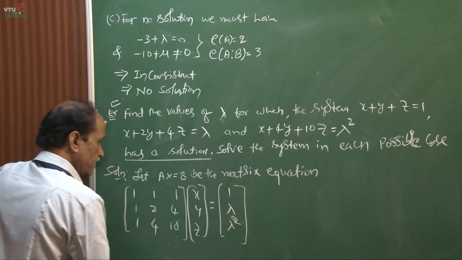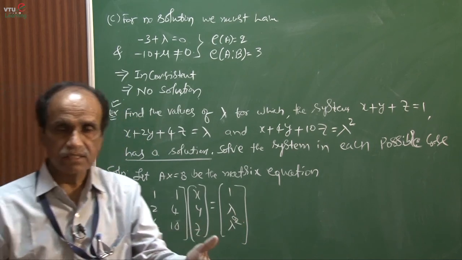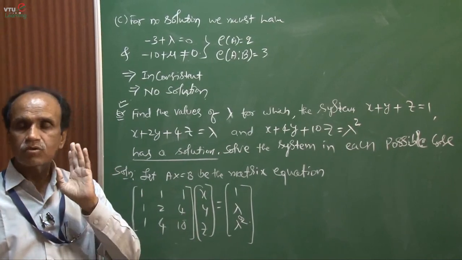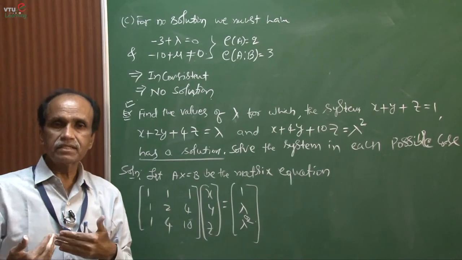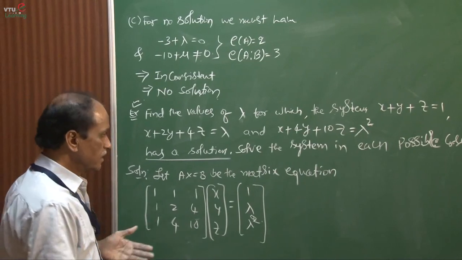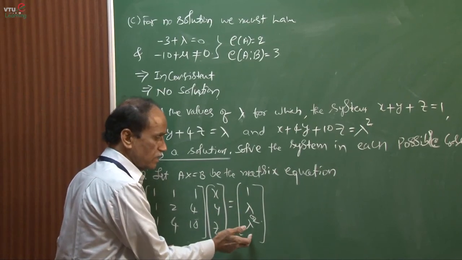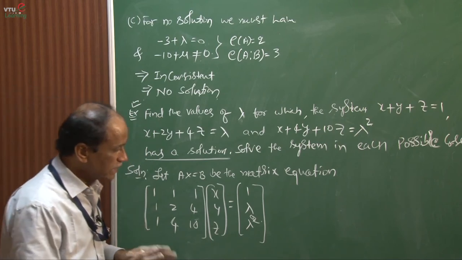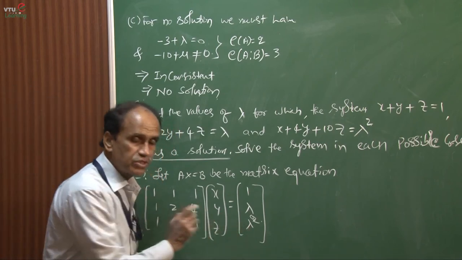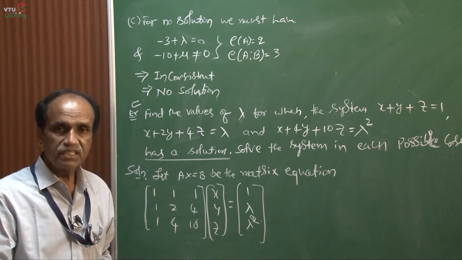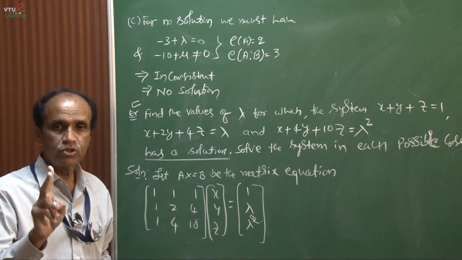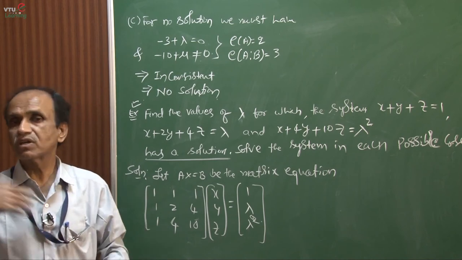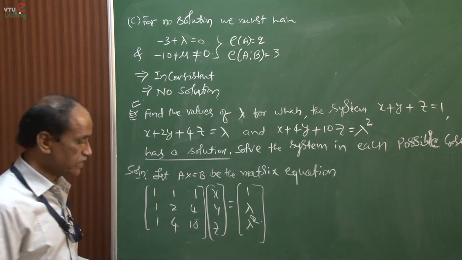You don't do any extra rearrangement. You just go according to the row operations. During that, in the column on the right side of the matrix equation, you will get a second degree equation in terms of lambda. That second degree equation will give two different roots. Whether they are real roots or complex roots, that we are going to estimate.